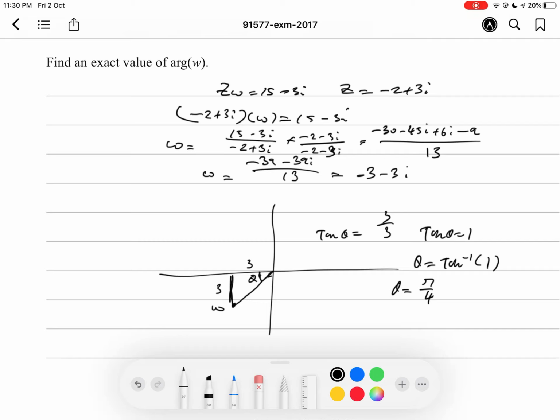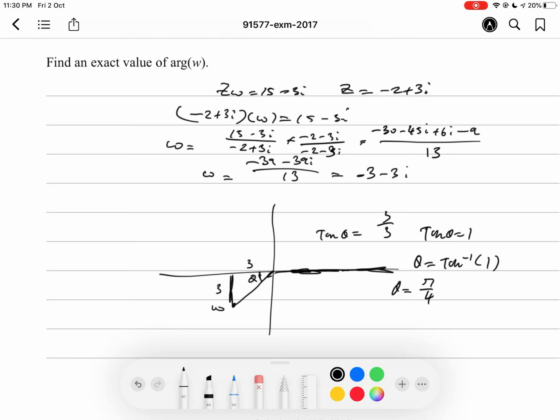However, you might say that pi over 4 must be the final answer. That's not correct because we're trying to find the argument, and the argument is basically defined as the angle from this line here. Okay, so basically in this case we know that this angle is pi over 4.